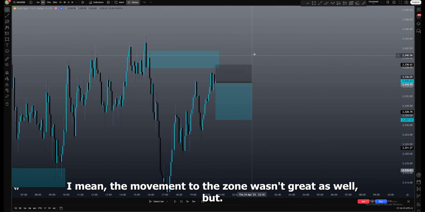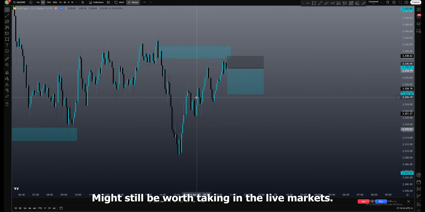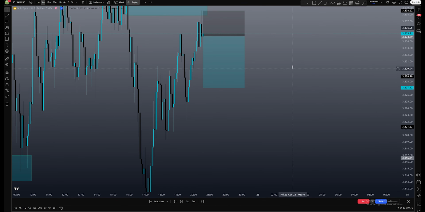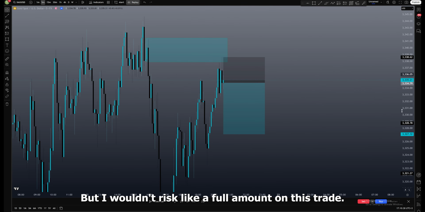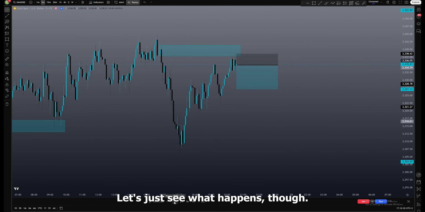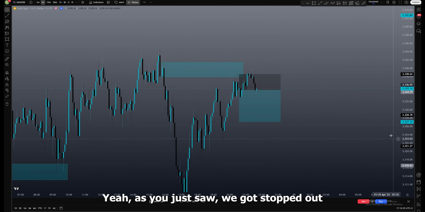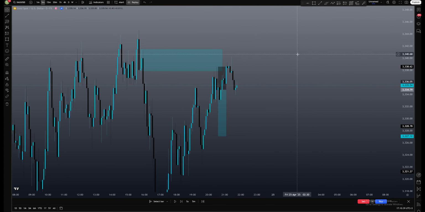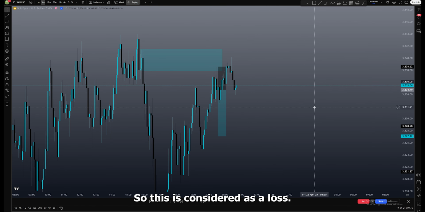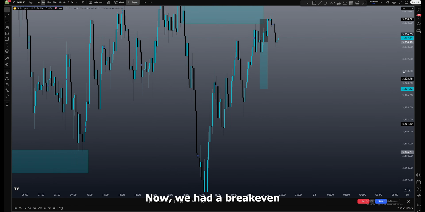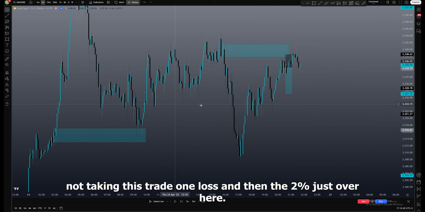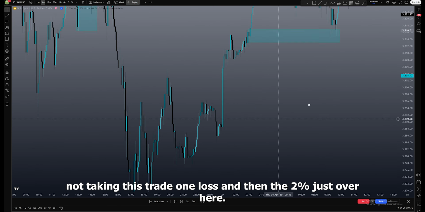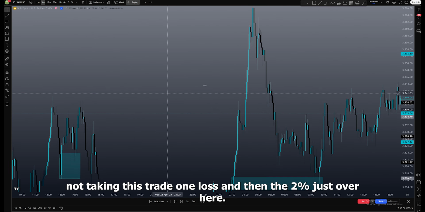I mean, the movement to the zone wasn't great either, but it might still be worth taking in the live market, but I wouldn't risk a full amount on this trade. Let's just see what happens though. But yeah, as you just saw, we got stopped out. Like I said, not the best looking setup, but I did decide to take this, so this is considered a loss now. We had a break even, not taking this trade, 1 loss, and then a 2% just over here.